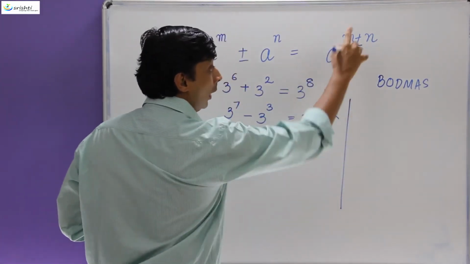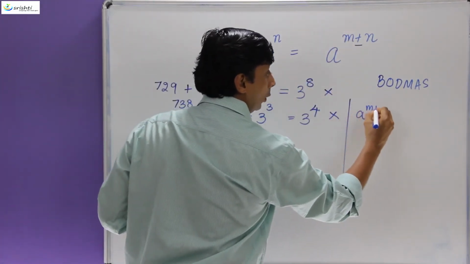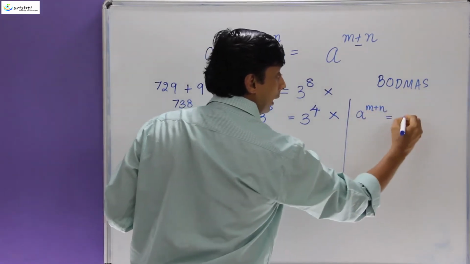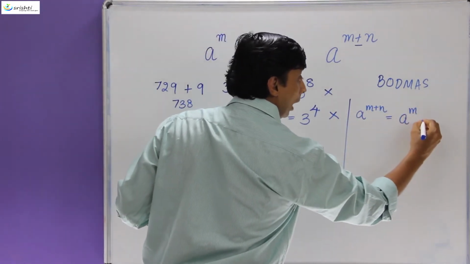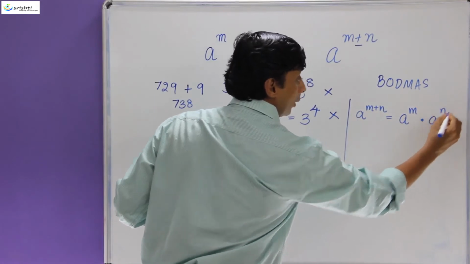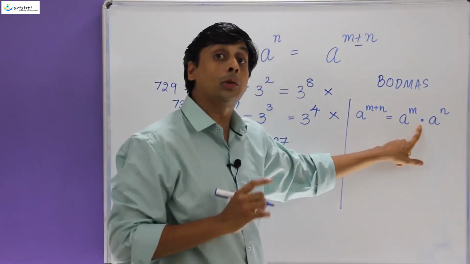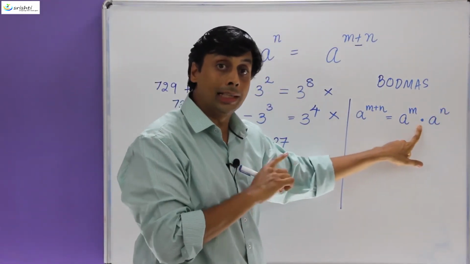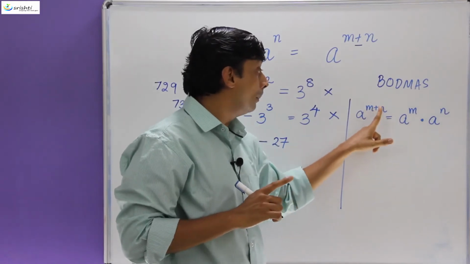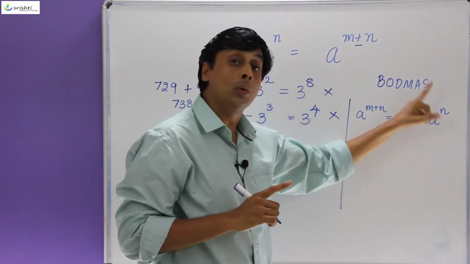Rather, a raised to m plus n, according to the product law, is written as a raised to m multiplied by a raised to n. Instead of addition, actually it is multiplication. The right law says a raised to m plus n is a raised to m into a raised to n.